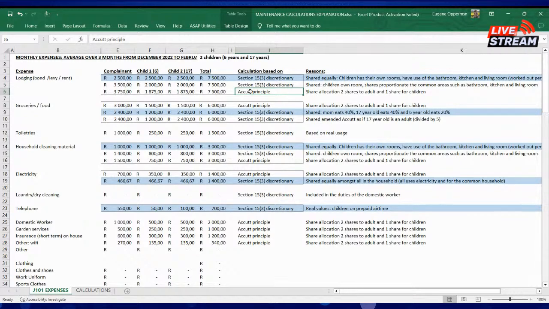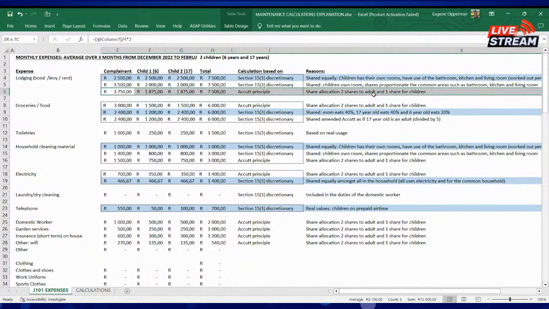But that is logistics. Basically, what it says in the Kut principle, and that is used quite often specifically in the courts in the Western Cape, is that we allocate 2 shares for each adult and then 1 share for each child in order to work out how you split the expenses between the child and the complainant, or the mother. But let me show practically what is meant by that. So if we use the Kut principle, let's go to this one here.